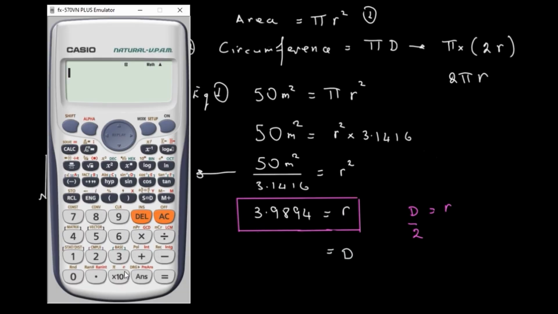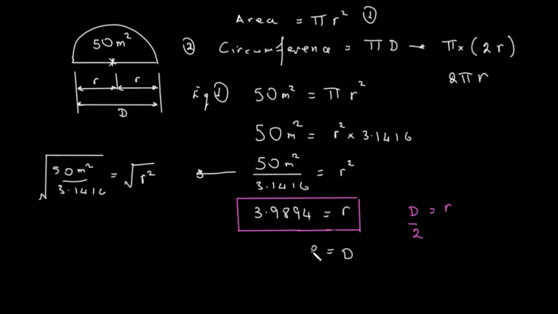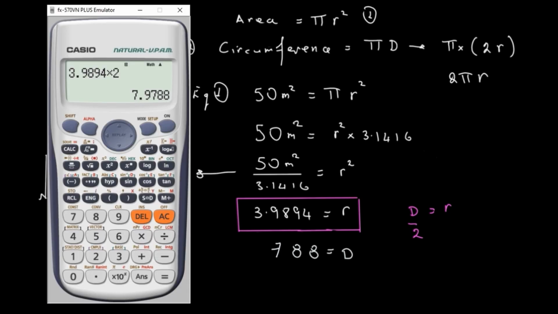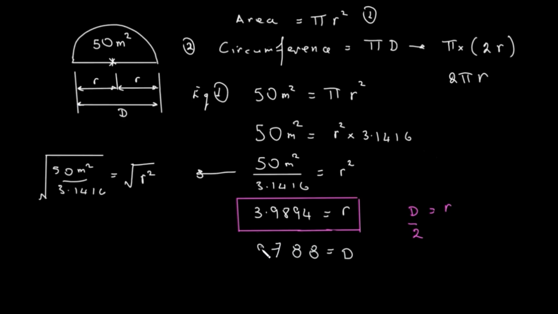Now look, here we go. We got 3.9894. Multiplied by 2, and we get 7.9788. Let me get it right: 7.9788. That's our diameter.